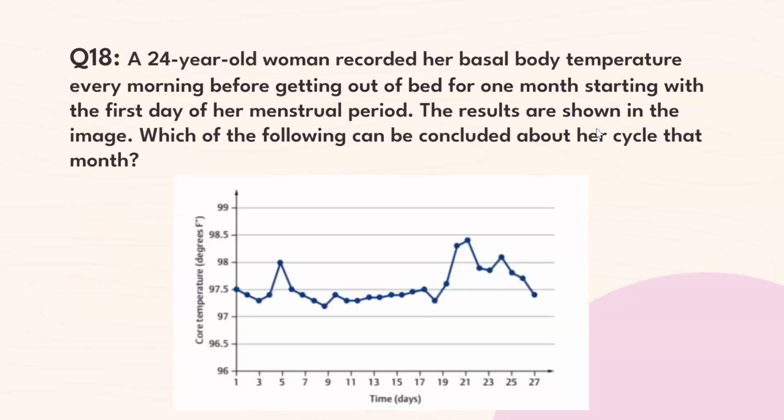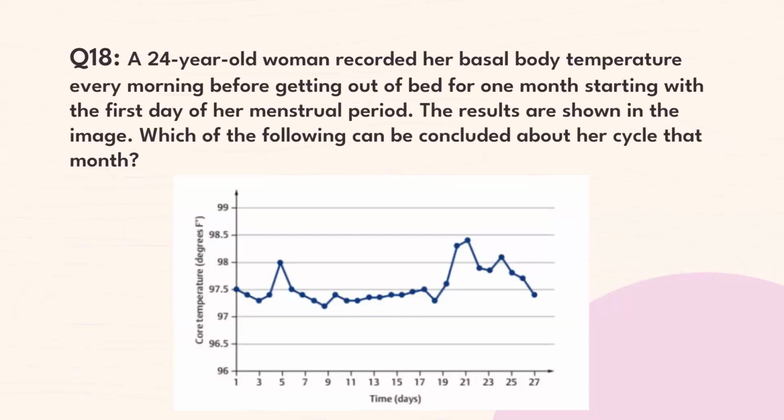Okay. A 24-year-old woman recorded her basal body temperature every morning before getting out of bed for 1 month, starting from the first day of her menstrual cycle. So they said day 1 is the first day of her menstrual cycle. The results are shown in the image. Which of the following can be concluded about her cycle that month? So, is it a normal female cycle, do you think? Is it a premature ovulation, short luteal phase, 1 ovulation, no ovulation, or 2 ovulations?